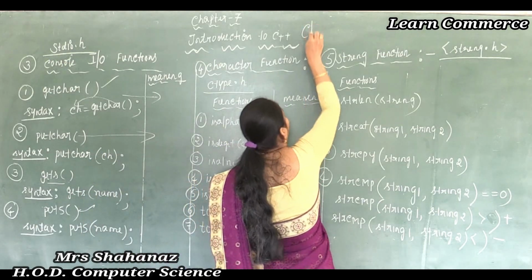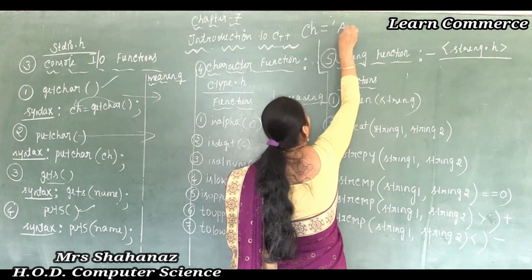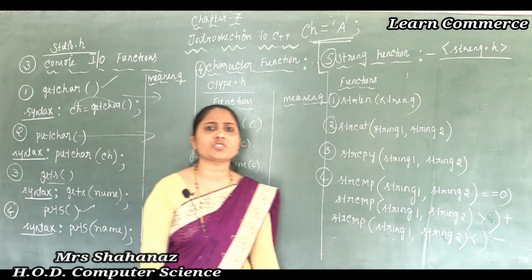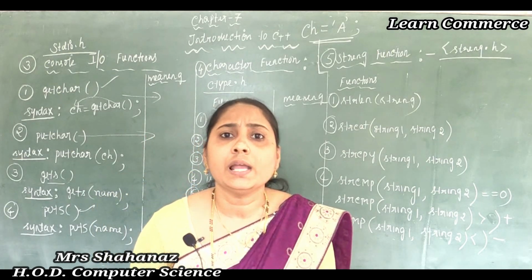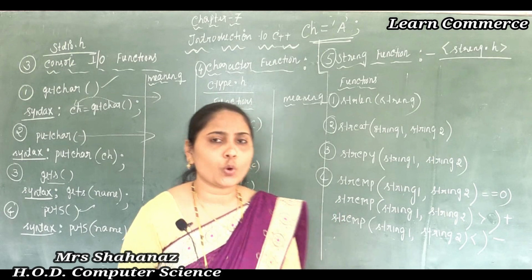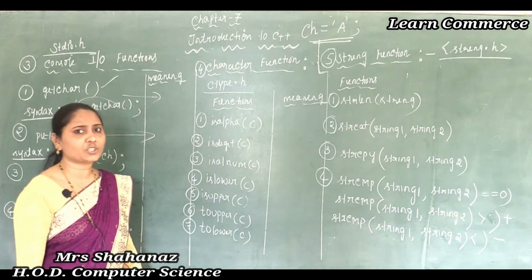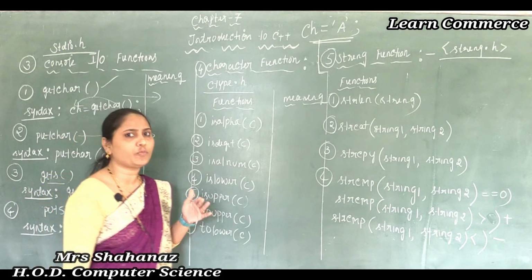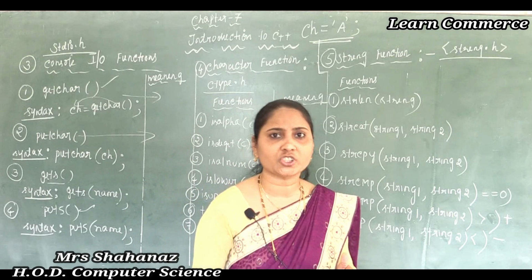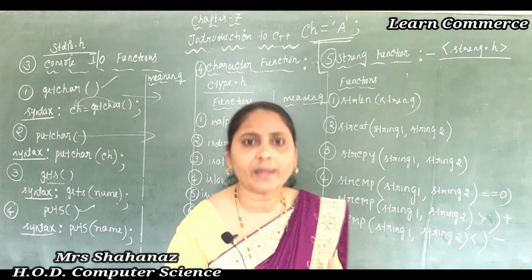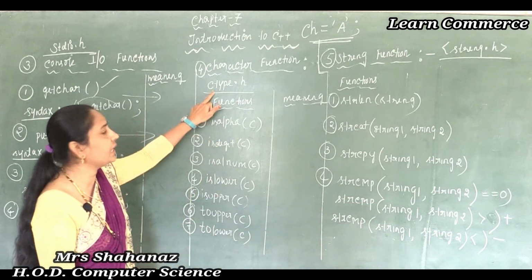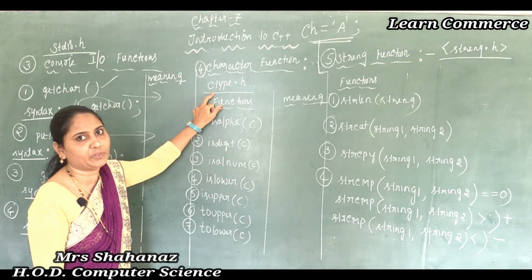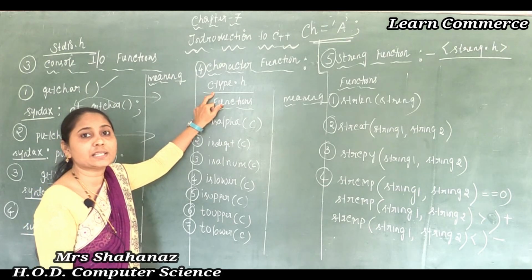Now we are going to write ch is equal to 'a' and semicolon. Clear this one? Such a character enclosed by apostrophe is called a single quote here. So any symbol or any constant enclosed by single quotes is called the character function. Such character functions require the header file ctype.h, the full form being character type .h. Clear this point here?